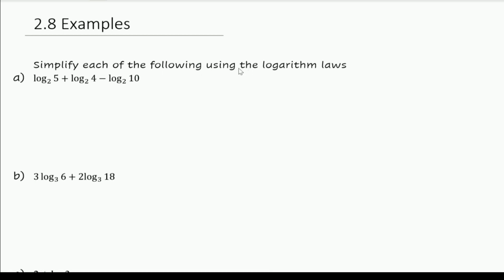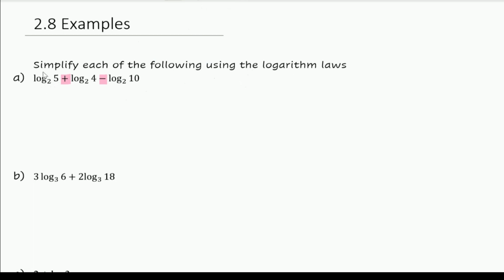Looking at our examples here, we are going to be applying our logarithm laws. So make sure you have those log laws in front of you for these examples that we're going to be going through. So here we've got log base 2 of 5 plus log base 2 of 4, take away log base 2 of 10. So here we can see that all of these have a common base of 2, which means I can apply my logarithm laws. Now here we've got ourselves some addition and subtraction. So we're going to be using our log law number 4 and 5.